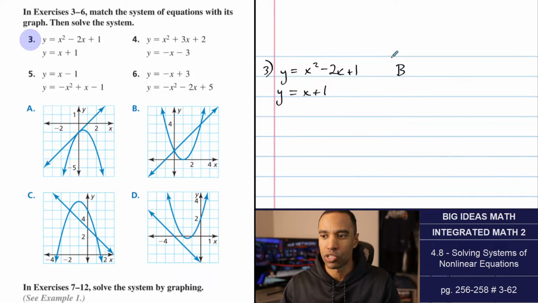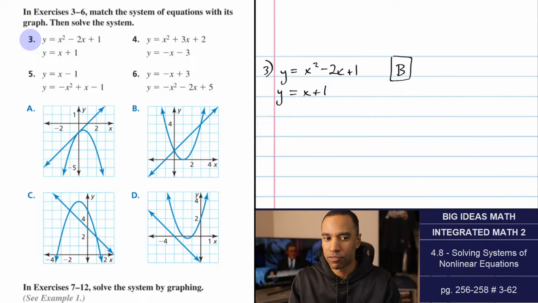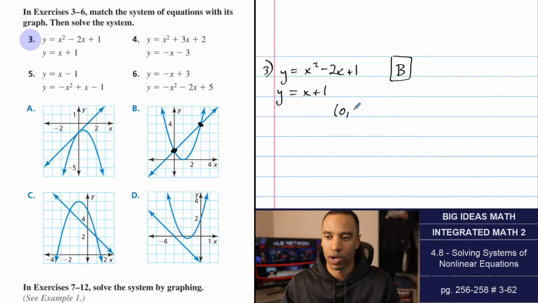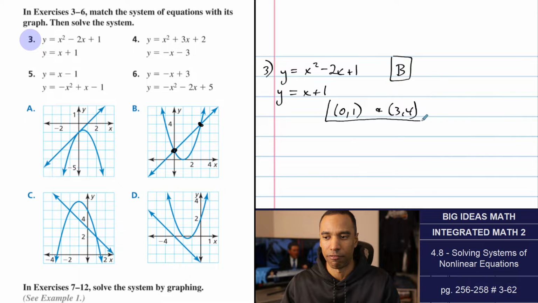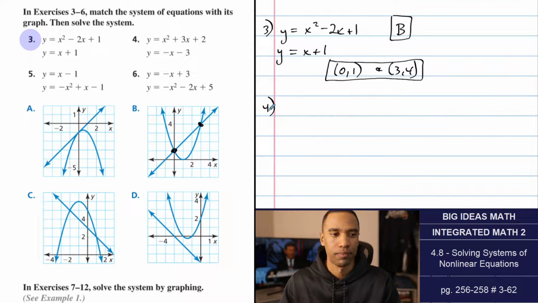They did mention to solve the system. Now, I'm not intending on drawing these graphs per se, so let's just look at what they have here. One point of intersection is 0, 1. The other point of intersection is 3, 4. So that's what we're looking for. That's 0, 1, and 3, 4. With perfect graphs like these, we can kind of figure that out a little more so, and that's what we have. All right, number 4.